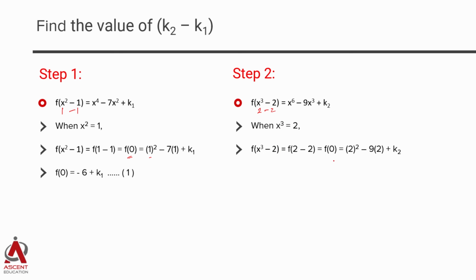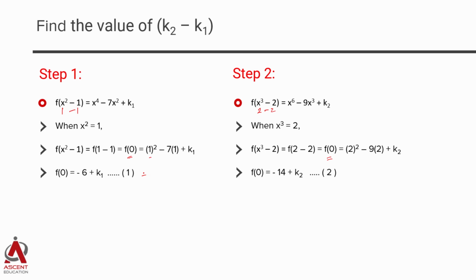Once we have done that, f of 0 is the left hand side. x power 6 is nothing but x cube square. I am taking x cube to be 2, so it's going to be 2 square. Minus 9x cube, we are going to write as 9 into 2, plus k2. Net result is f of 0 is equal to minus 14 plus k2.